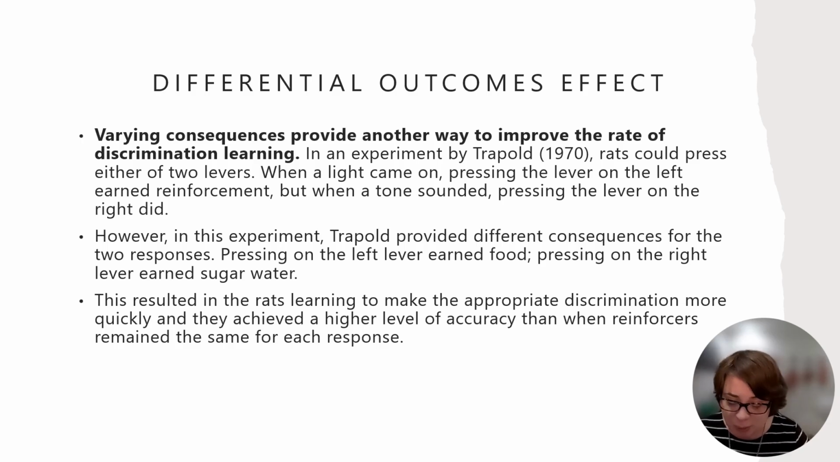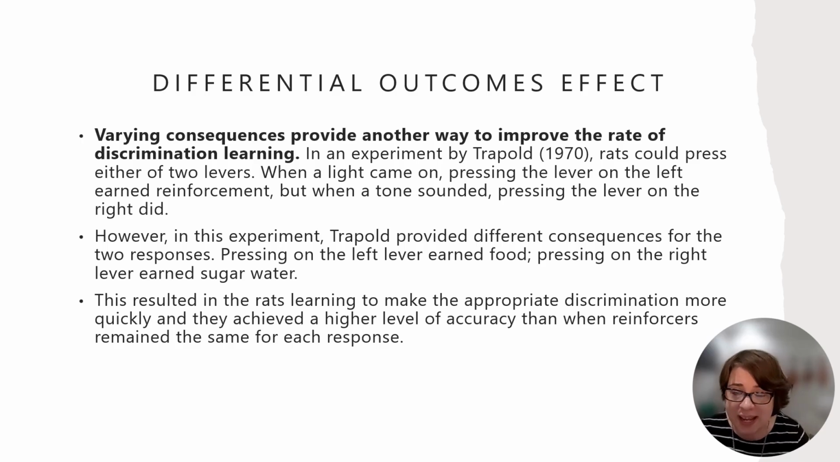Right? So one of the ways to make sure that an animal learns to discriminate easily and quickly and accurately is to vary the consequences for each reinforced behavior. And that's referred to as the differential outcomes effect.